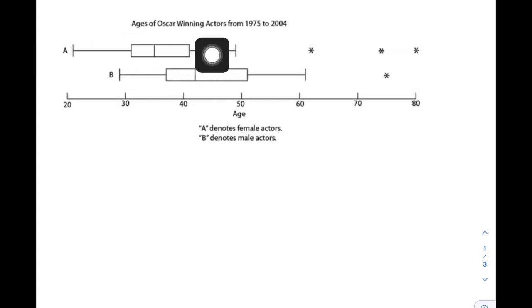The first box plot, letter A, the top one over here, is speaking of female actors, and we're looking at the ages of these female Oscar award-winning actresses for letter A, from 1975 to 2004. So like this minimum value here denotes that there was a female around the age of maybe 21, 22. She won an Oscar at some point between 1975 and 2004. And maybe this point way out here, we have like an 80-year-old who won an Oscar at some point. And those were both females because they're in the first box plot.